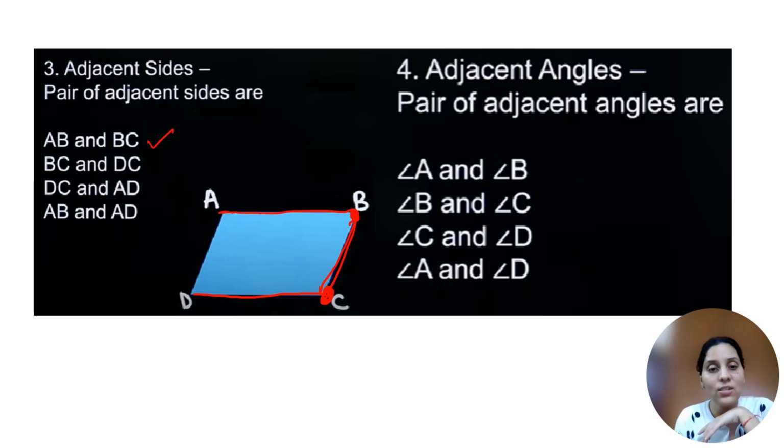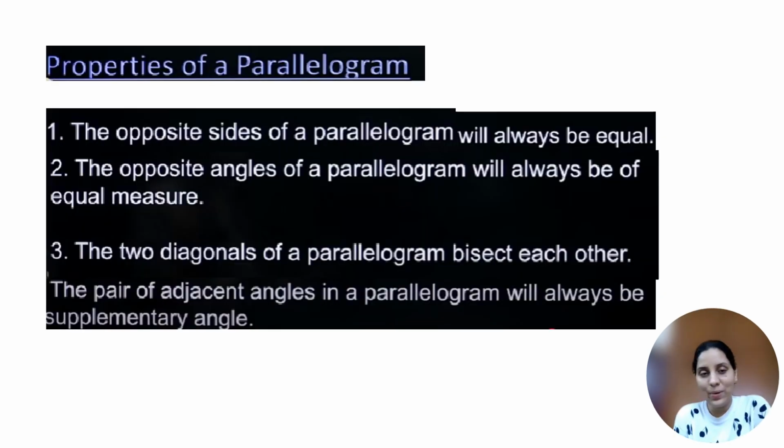Similarly, what are adjacent angles, which are again side by side? A and B are adjacent angles. Similarly, B and C are adjacent. C and D are adjacent and D and A are adjacent. These are all adjacent angles. So I hope you're clear with opposites and adjacent. Opposite means which do not have a common vertex, whereas adjacent means which have a common vertex. Here this is a common vertex. Right, now let us see the properties of parallelogram.